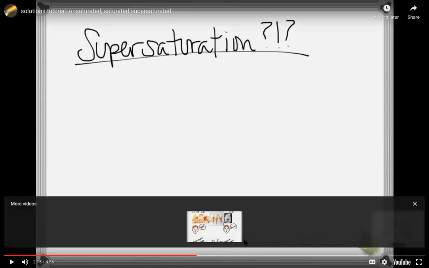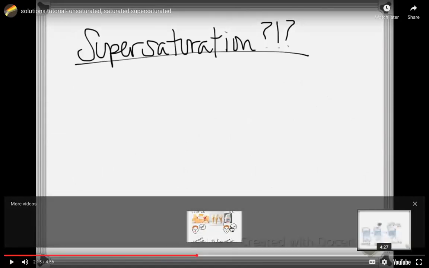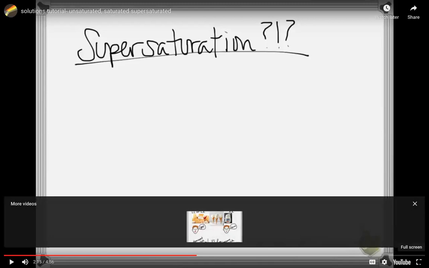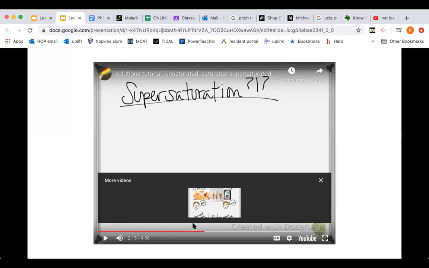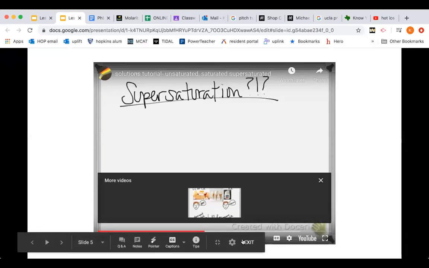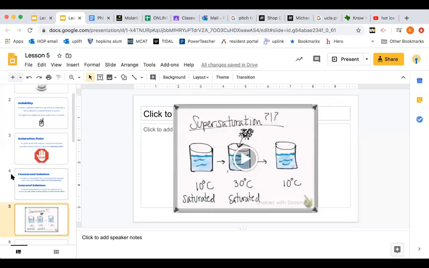All right, we're done with that now. Great. Does anybody have any remaining questions about what is saturated, what is unsaturated? How do I exit out of this? Oh, gracious. No. Thank you. Ignore where it says supersaturation. We don't need that yet.